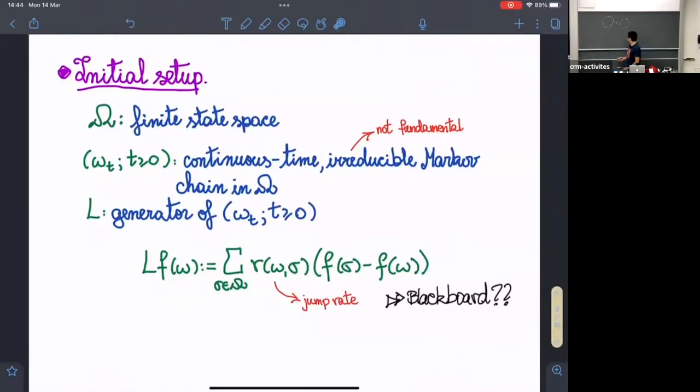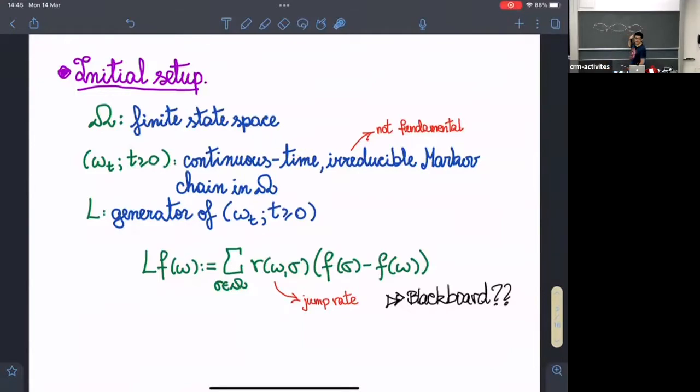This is for later. So what does it mean that L is the generator of your Markov chain? Okay, I'm going to take advantage of being preceded by Christina and Hendrik, who already talked a little bit about these things here. But let me show you how this generator thing works.